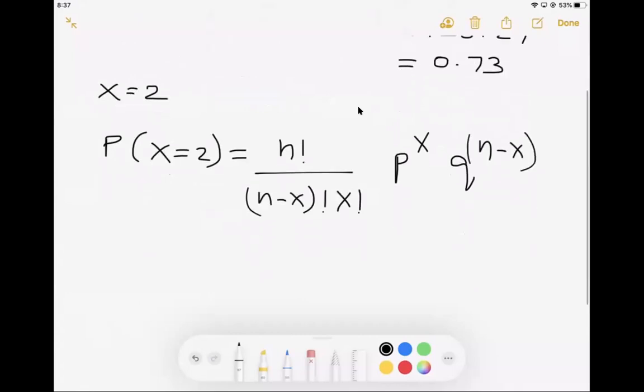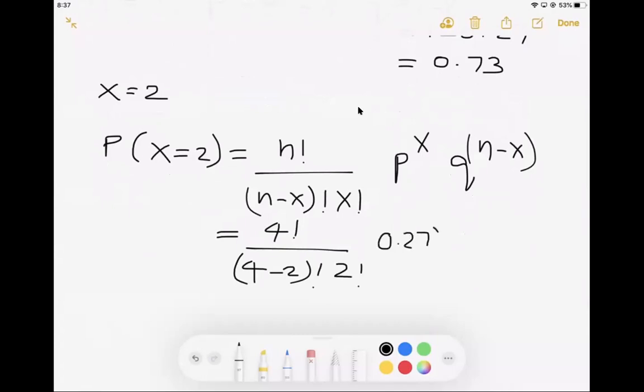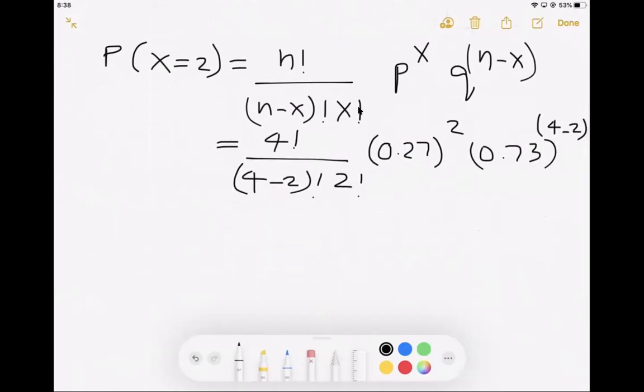Okay, now you know what the values are. n is 4, so 4 factorial over 4 minus 2 factorial. x is 2. p is 0.27 to the power x, which is 2. q is 0.73 to the power n minus x, meaning 4 minus 2. Okay, now I will do this part separately. Then it will be easy to understand.